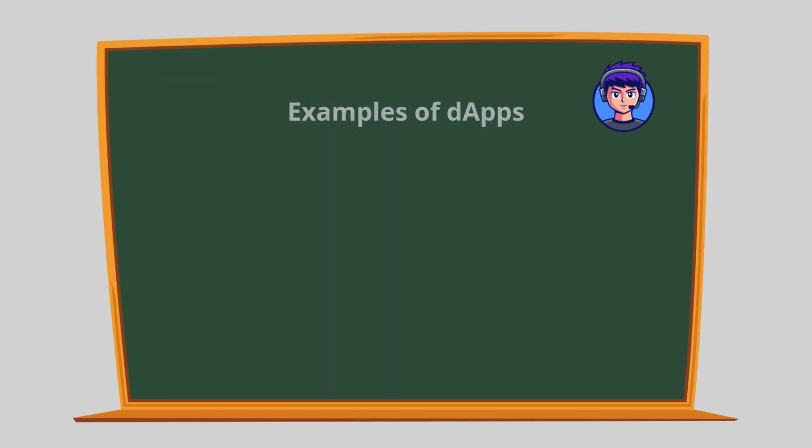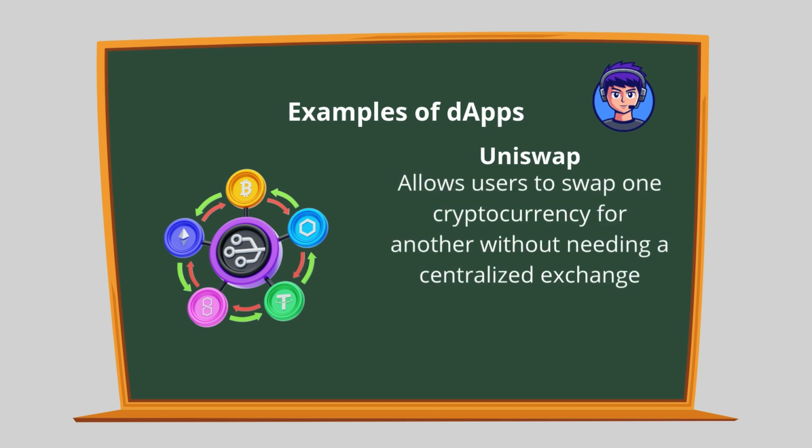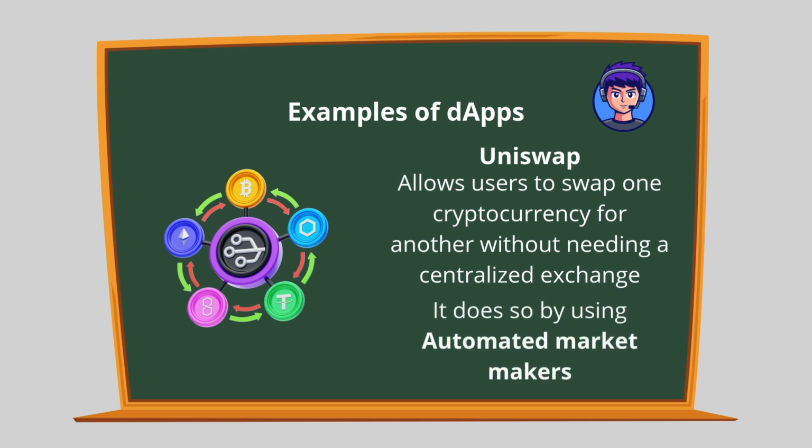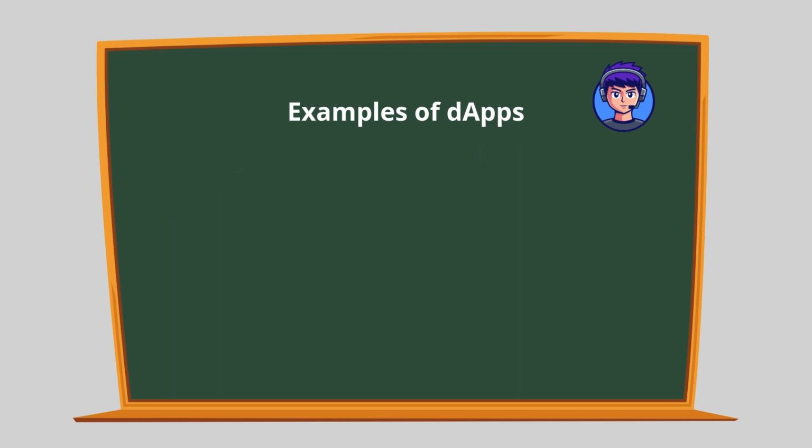Let's look at 3 well-known dApps to understand their real-world use case. Uniswap. Uniswap is one of the most popular decentralized exchanges. It allows users to swap one cryptocurrency for another without needing a centralized exchange like Coinbase or Binance. Instead of relying on a company to manage liquidity, Uniswap uses automated market makers, which are smart contracts that set prices and match buyers and sellers. Because Uniswap runs entirely on the Ethereum blockchain, it operates 24/7 without a central authority. It's a core part of the DeFi movement, which aims to replace traditional financial systems with blockchain-based alternatives.